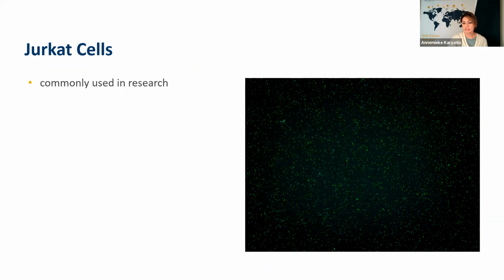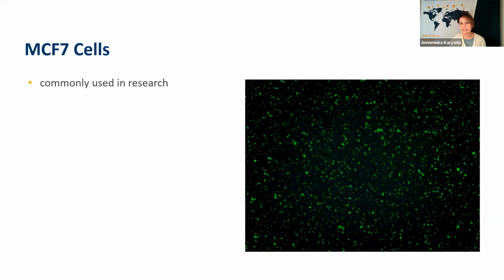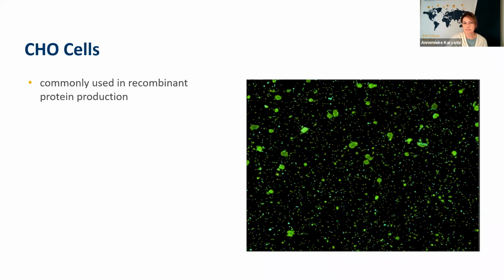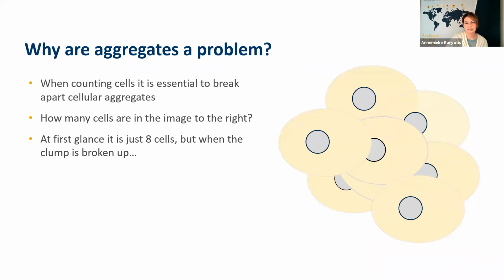But then when it comes to other cell types, if you keep this image in mind, you can immediately see from the image that there are big clumps of cells, and these are MCF7 cells. And then we have another example of CHO cells here. With these kinds of clumps, it would be very hard to get an accurate cell count.